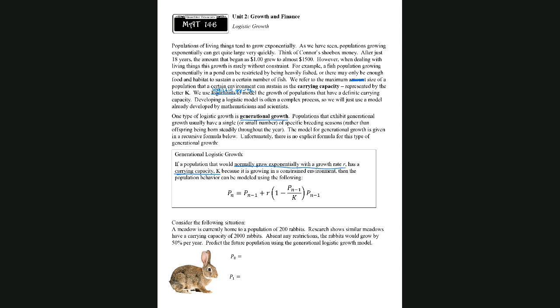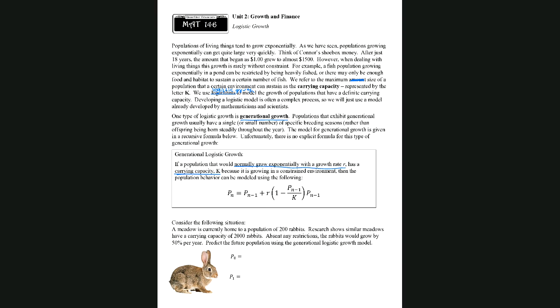So if I want to know the population for a certain year, year 0 is the year we're starting with, year 1 would be the next year, year 2, and so on, then I use this formula. I take the year before, and I add the rate times 1 minus the amount for the year before over K, and I multiply that by the amount for the year before.